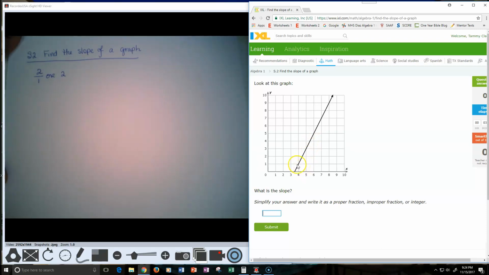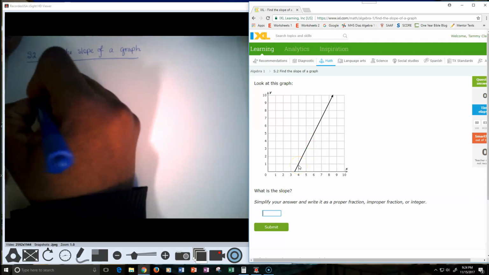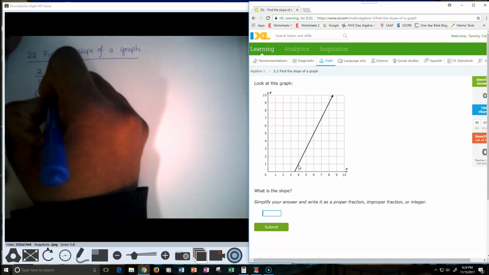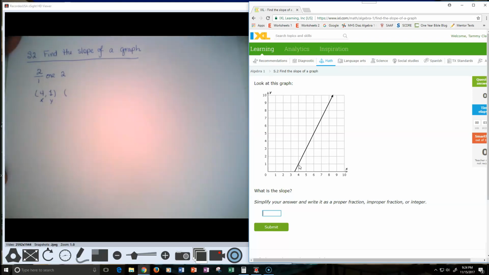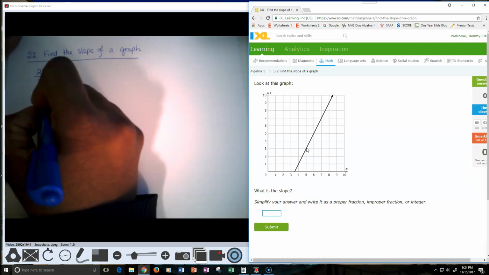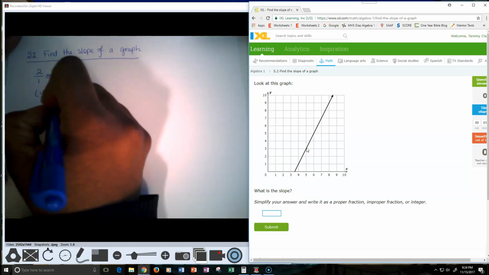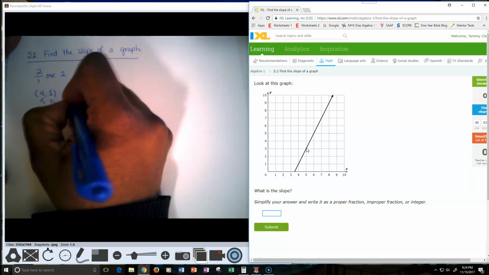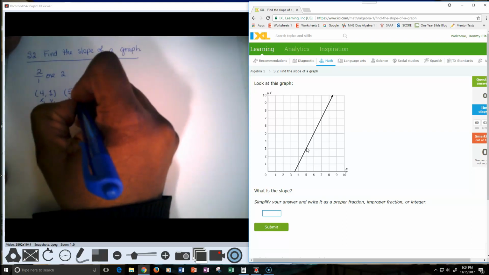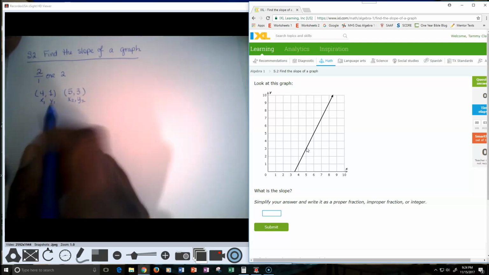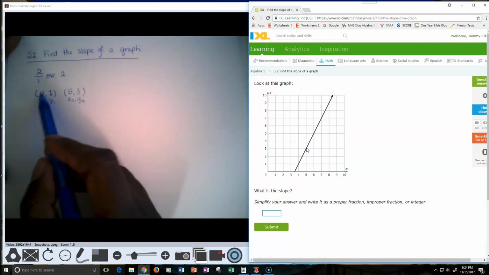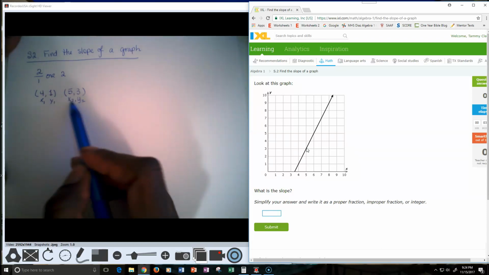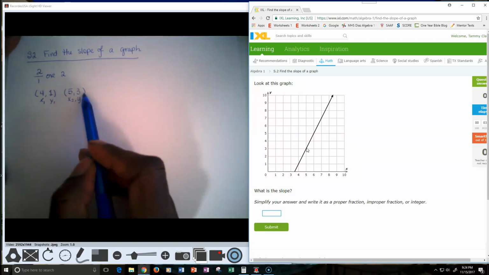So I'm going to pick ordered pair 4, 1. So my X and my Y. Then I'm going to pick a second ordered pair. I'm going to pick 5, 3. So the first ordered pair is X1, Y1. The second ordered pair is X2, Y2. And there's no magic in these ordered pairs. I only picked X1, Y1 because I wrote this one first, and X2, Y2 because I wrote this one second.